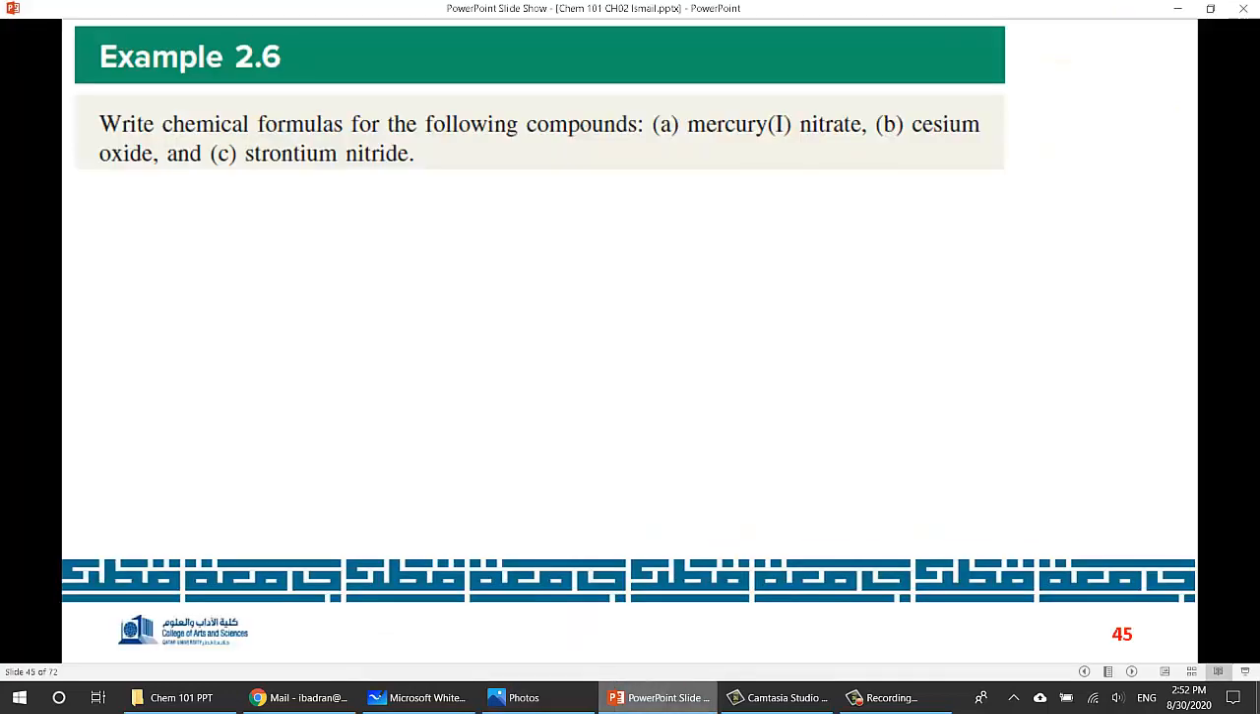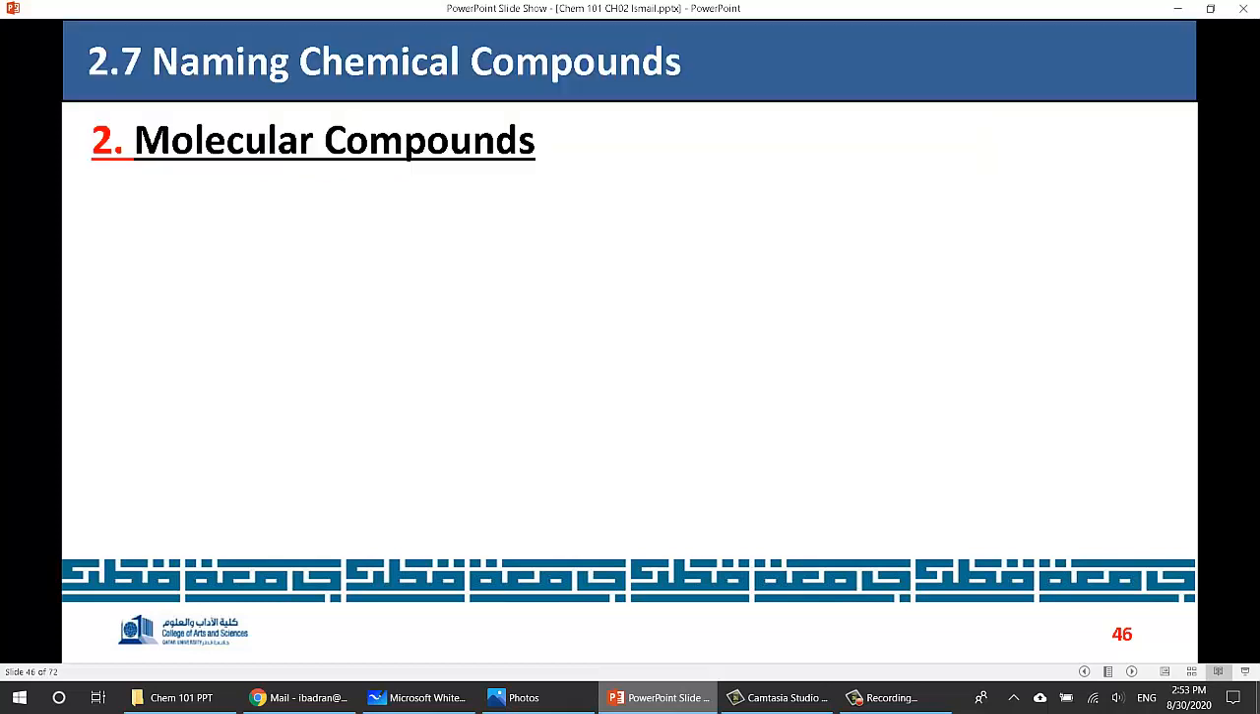Last one is strontium nitride. Why don't you do that yourself, please? Strontium nitride. Try it and take a look at the book. As I said last time, you have to practice, okay? You have to practice these questions by looking maybe at the practice exercises at the end of each example. Also do the inline assessments and do the end of chapter questions. The more questions you practice, the better.